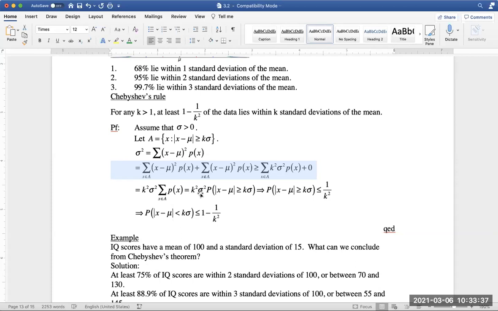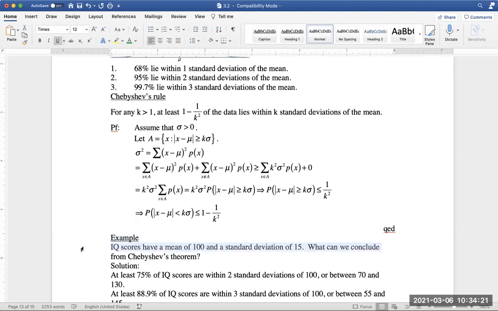Divide both sides of the inequality by k squared sigma squared. So I have the probability that the absolute value of x minus mu is greater than or equal to k sigma is less than or equal to 1 over k squared. Therefore, taking the complementary event, the probability that the absolute value of x minus mu is less than k sigma is at least 1 minus 1 over k squared. So at least 1 minus 1 over k squared of the data lies within k standard deviations of the mean.